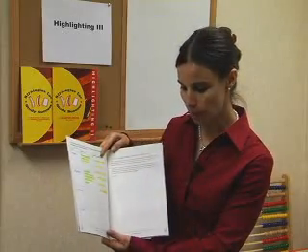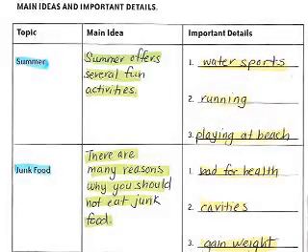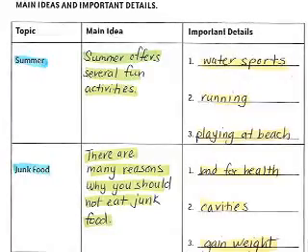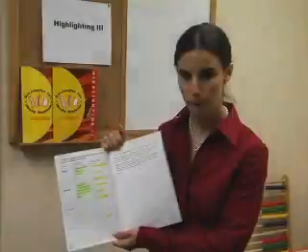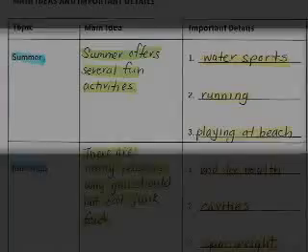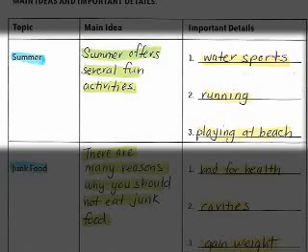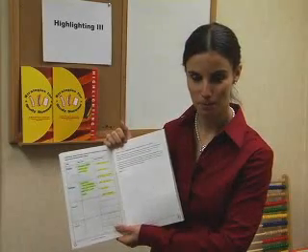And on the following page, which is page 4, students are given a chart and are given various topics. They are then asked to come up with their own main ideas and important details to support those topics. For instance, for the first one here, the student was given the topic of summer. This student came up with the main idea, summer offers several fun activities. And then the important details, water sports, running, playing at the beach.